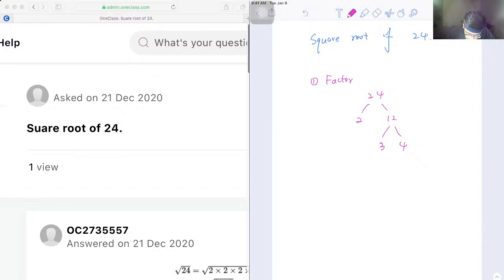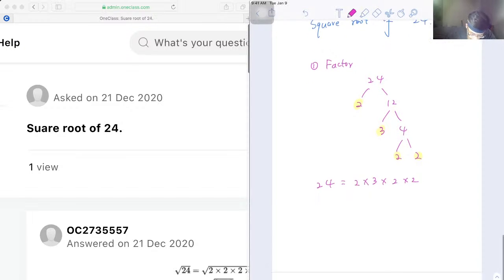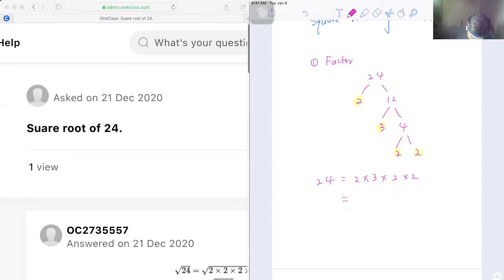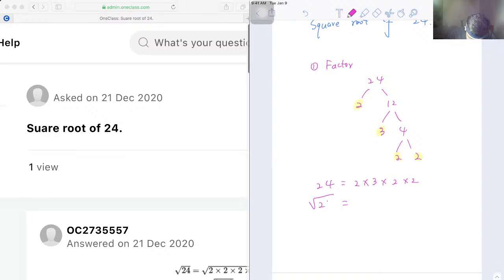So now we only need to deal with 4. So 4 is equal to 2 times 2. And now we can see at the end of each branch, they all end with a prime number. So now we just need to multiply them together, and that will be the factorization of 24. So 24 is equal to 2 times 3 times 2 times 2. As you can see, those are the numbers at the end of each branch. So we will have, oh, now let's just apply the square root.